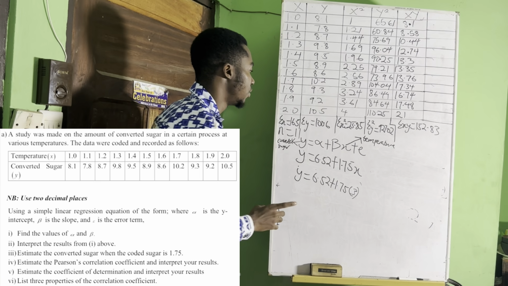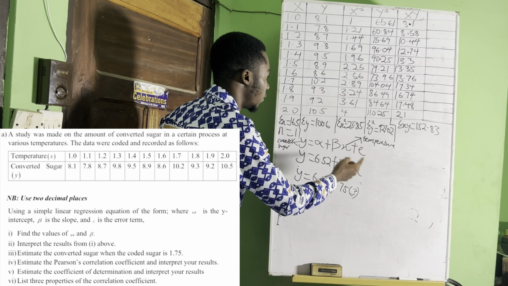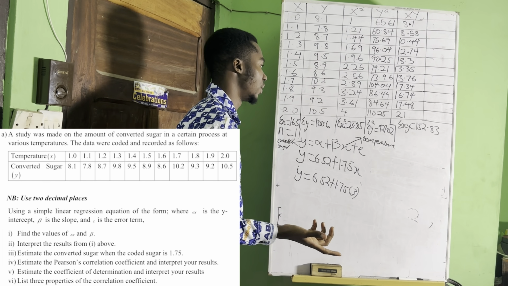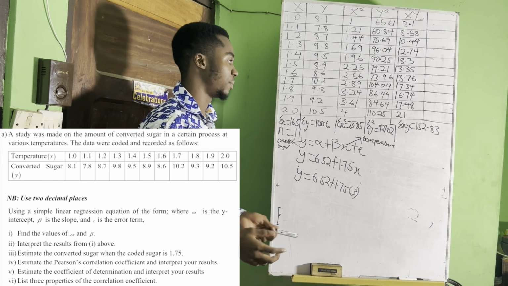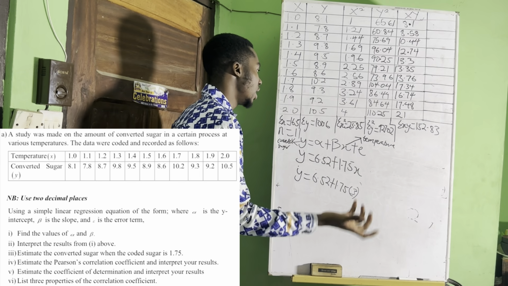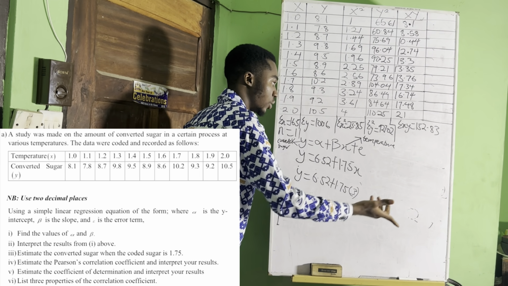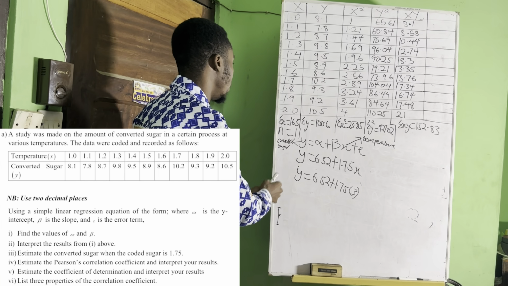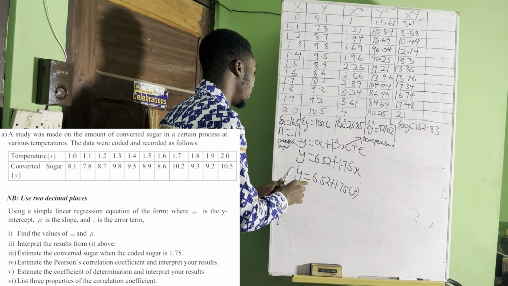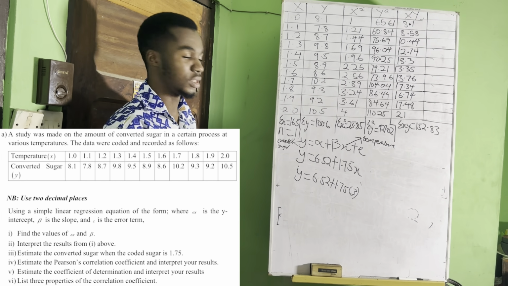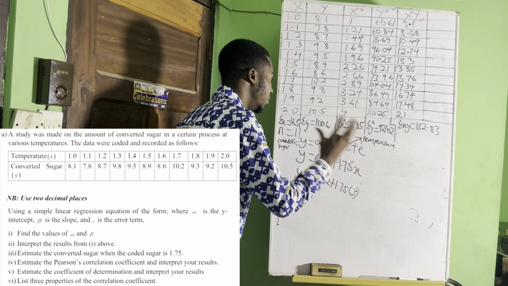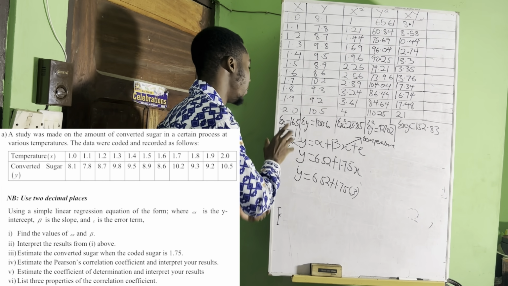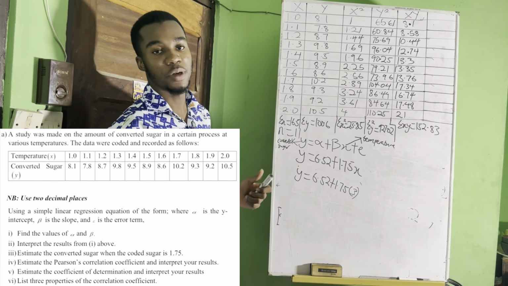So for every increase in x, and x is our temperature, you can say for every increase of 1% of the temperature. Okay, we don't measure temperature in percentage, we measure temperature in degrees. So you can just say Celsius: every increase of 1 degree Celsius of temperature will lead to an increase of 1.75 in converted sugar. I'll say it again: for every 1 degree increase in temperature, it leads to an increase in converted sugar by 1.75. I hope everyone has understood it.